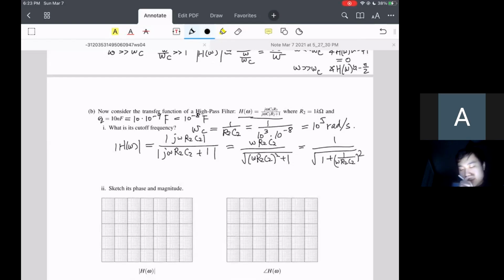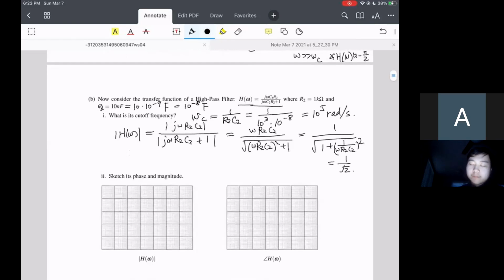So if we want this value to be 1 over root 2, we are essentially asking that omega c be a value such that 1 over omega R2C2 is equal to 1. Right? And so omega is equal to 1 over R2C2. And we plug in the values just like what we did before.